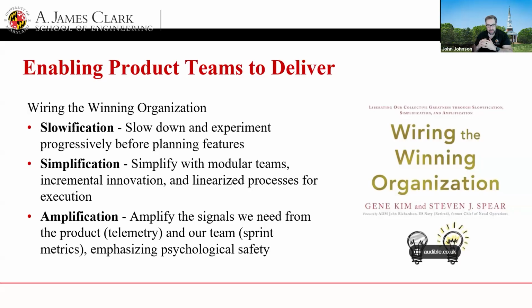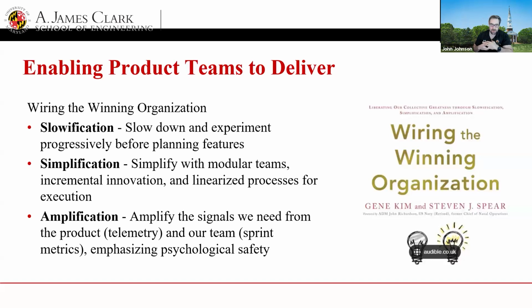And as you think about how to move forward and deliver and build out your team topologies and your ability to work together well as an organization, you want to think about how you're enabling three things. And this comes from a great new book by Gene Kim and Steven Spear, which is slowification, the ability for teams to run fast experiments but to slow down in terms of solving problems.